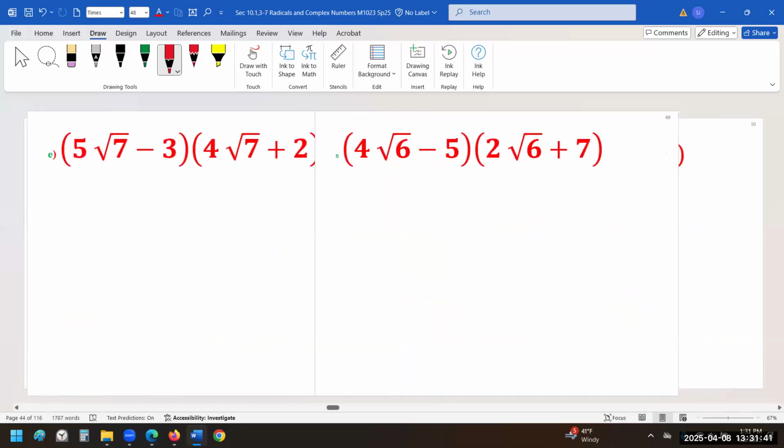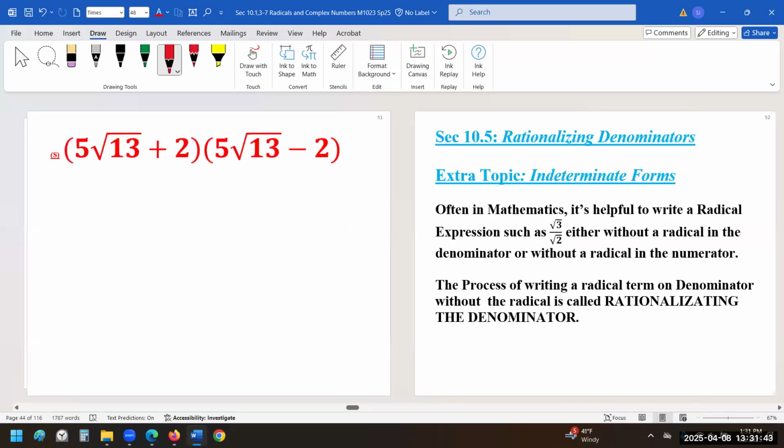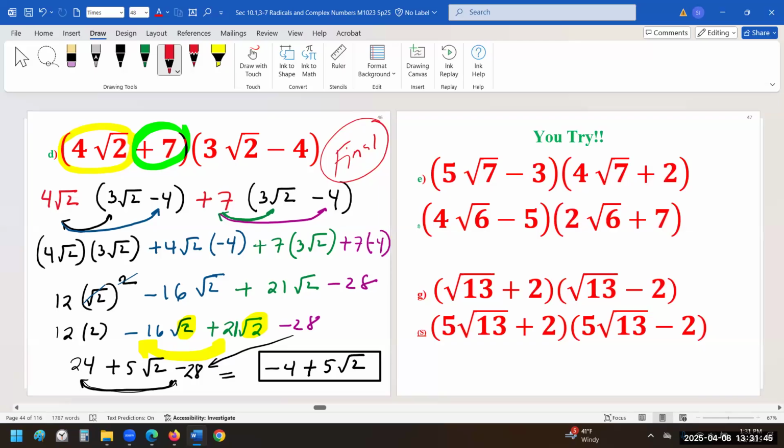What do you have next? Rationalizing. Okay. You don't have to work alone. Talk to your neighbors. Hear your ideas, your mistakes and everything. Learn from that.